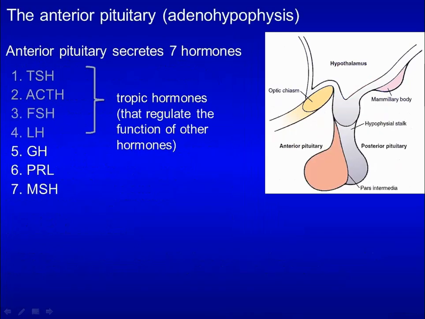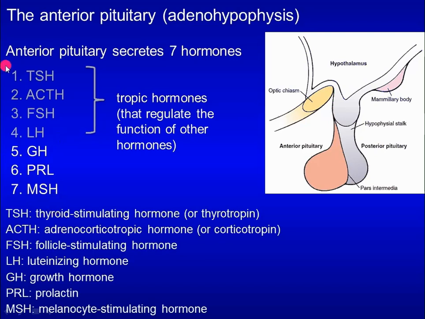Anterior pituitary secretes 7 hormones: TSH or thyrotropin, ACTH, corticotropin, FSH, follicle-stimulating hormone, LH, luteinizing hormone, growth hormone, prolactin, and melanocyte-stimulating hormone. They are summarized here. The first 4 hormones regulate function of other hormones. They are called tropic hormones.